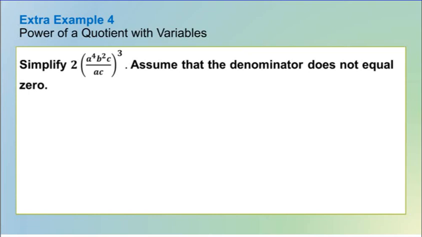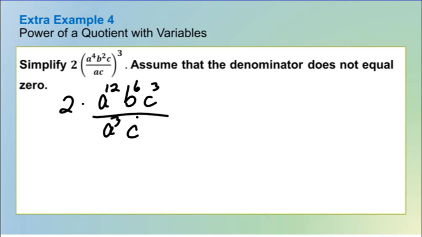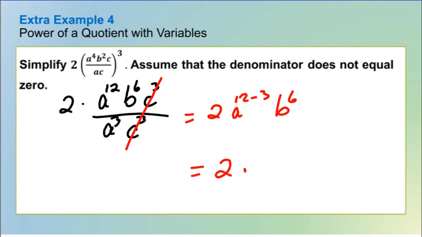Next one. Here we're going to raise everything to the 3rd power, and then we're going to multiply by 2 at the end. So this would be 2 times a to the 12th, b to the 6th, c to the 3rd, all over a cubed, c to the 3rd. Now when I simplify it, the c cubes divide out and become 1. And then I have 2 times a to the 12 minus 3, b to the 6th, which will give me a final answer of 2 a to the 9th b to the 6th.